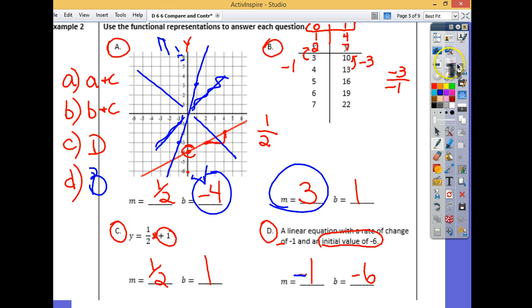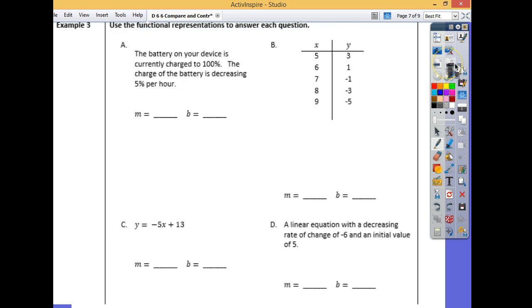All right, one more page, or one more example, and then we'll get to our homework. Okay, find them. I'm going to give you a couple minutes. Find your slope and your y-intercept for all four. For the A, the B, the C, and the D. All right, now you've had time. Let's see what you came up with.